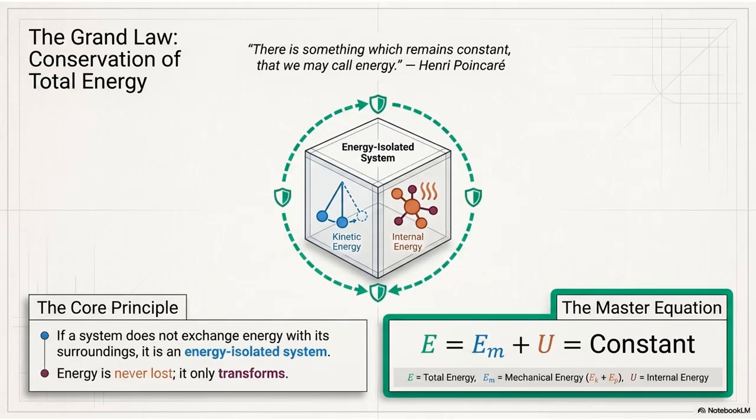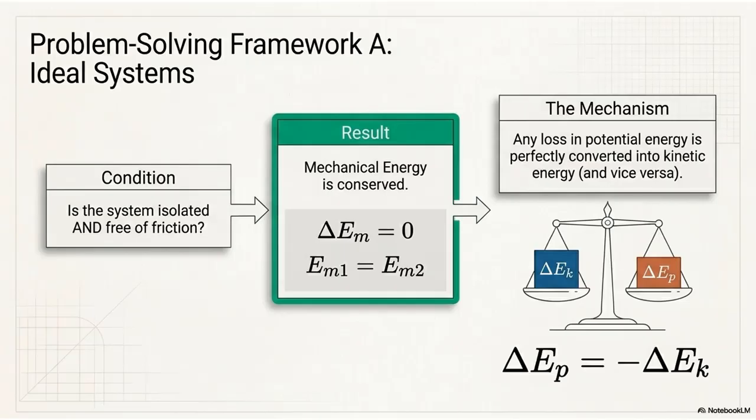Very important concepts are energy in isolated systems and conservation. Let's talk about a critical concept, the energy of an isolated system. A system is isolated if it does not exchange any energy with its surroundings. In such a system, the total energy remains constant: E = constant. If there is no friction or chemical reaction, then the mechanical energy itself is conserved: EM = constant, ΔEM = 0.